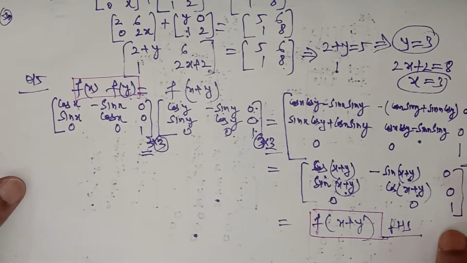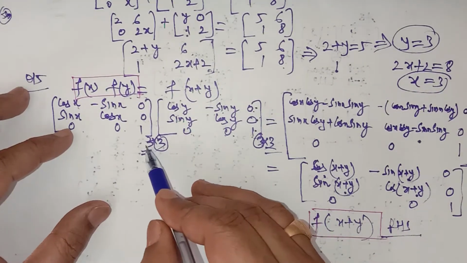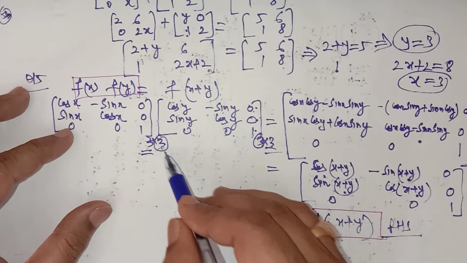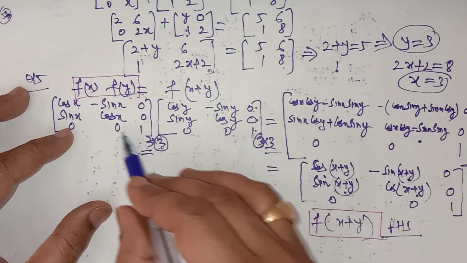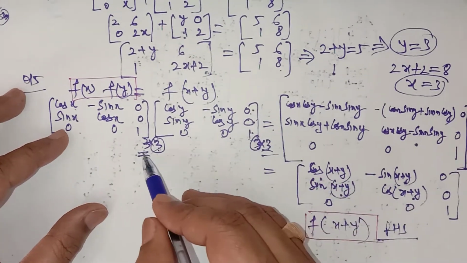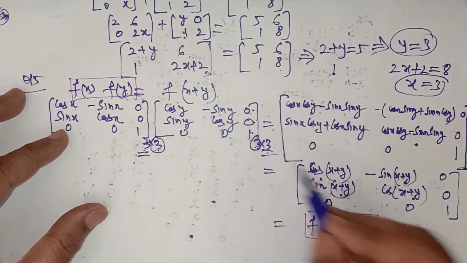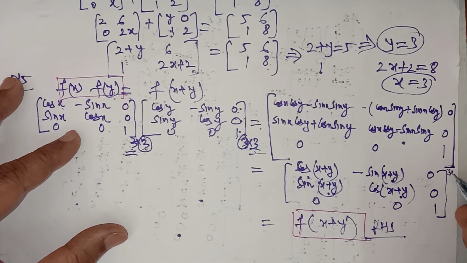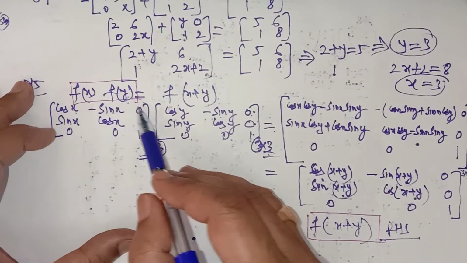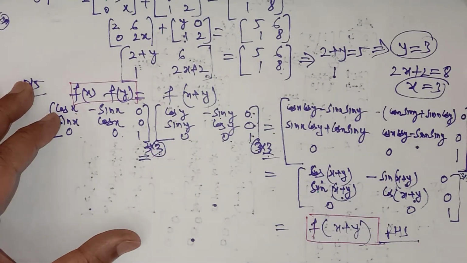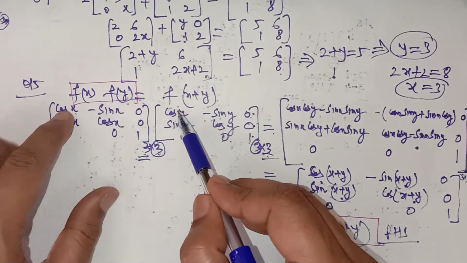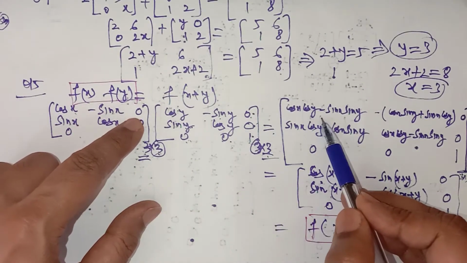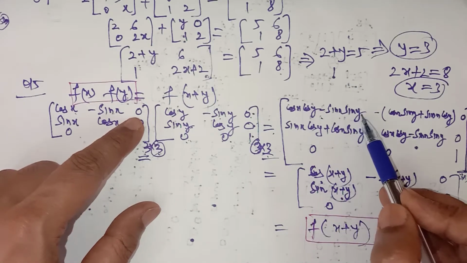To multiply these two, you can multiply them because this is a 3 by 3 matrix and this is a 3 by 3 matrix, and the number of columns of the first matrix is equal to the number of rows of the second, so we can multiply these two. The order of the resultant matrix will be 3 by 3. Now multiply, first row, first column. See it very carefully: cos x into cos y minus sin x into sin y plus 0. This element is cos x cos y minus sin x sin y.